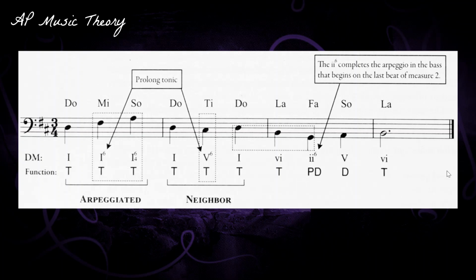Here we have a cadence. It ends on the submediant. We have these two first inversions that prolong the tonic. We have another first inversion here. The supertonic first inversion completes the arpeggio in the bass that begins on the last beat of measure 2. So it completes the arpeggio.